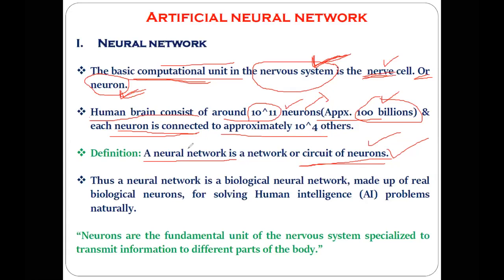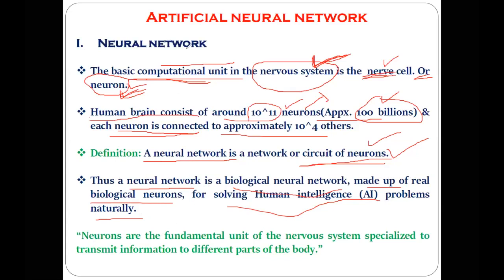Yes, sir. Here I have also mentioned that the biological neural network is made up of real biological neurons for solving human intelligence problems naturally. So firstly we are discussing the biological neural network, then we apply this concept to the artificial neural network. So what exactly is this neuron?